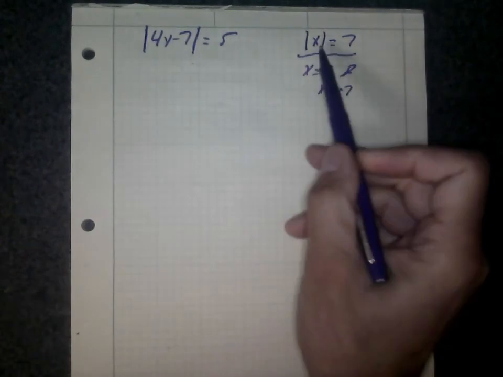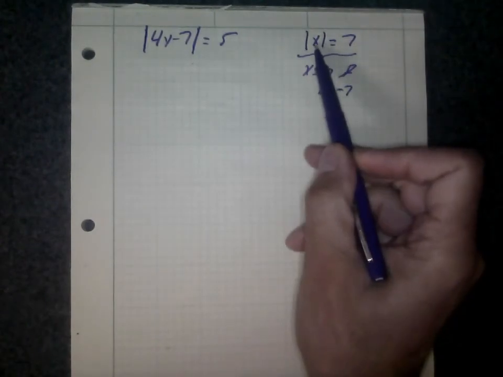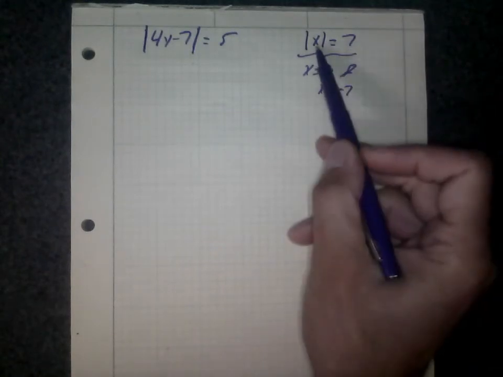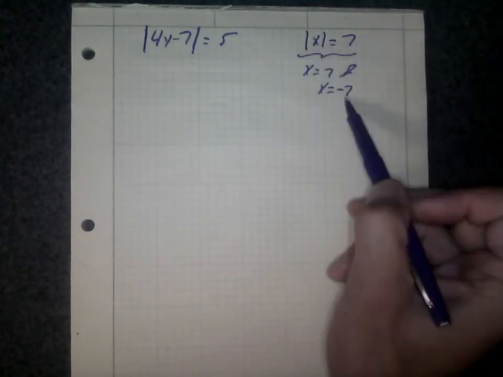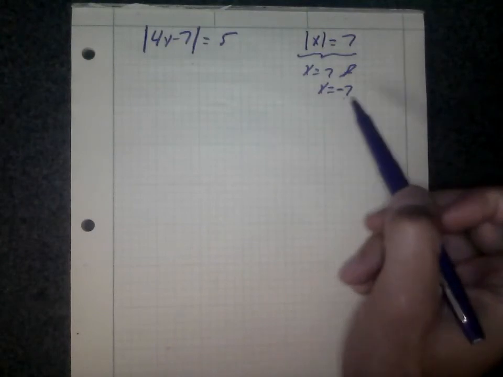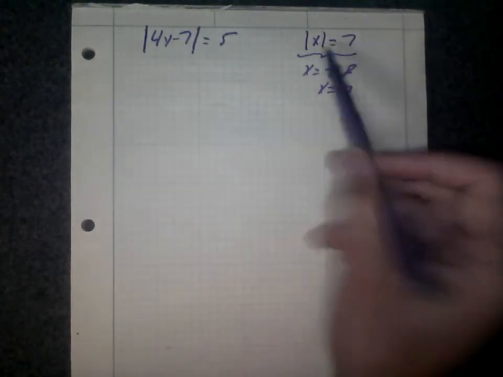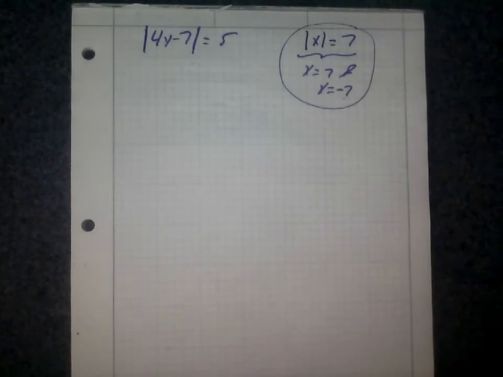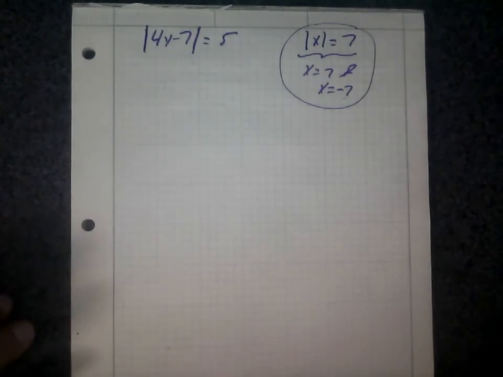Because if I put 7 into the absolute value signs here, I'll get the absolute value of 7, which is equal to 7. That's a true statement. If I put a minus 7 in for x, I get the absolute value of minus 7, and the absolute value of minus 7 is also 7. So that's another solution to the equation. So you have to think a bit about how the absolute value works before you just dive in and start solving for y here.